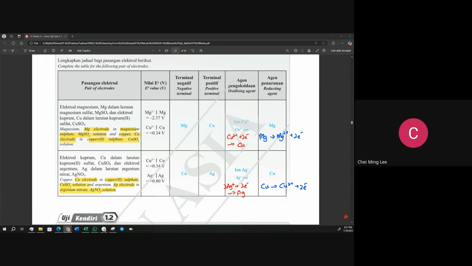So the value will be 0.8 positive minus 0.34. If you get a negative minus a negative, you get a plus. All right, so let's have a look at 1.2.